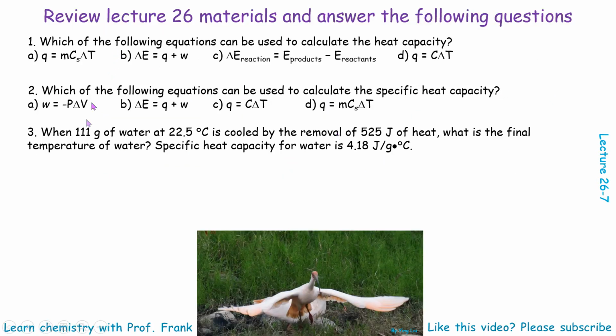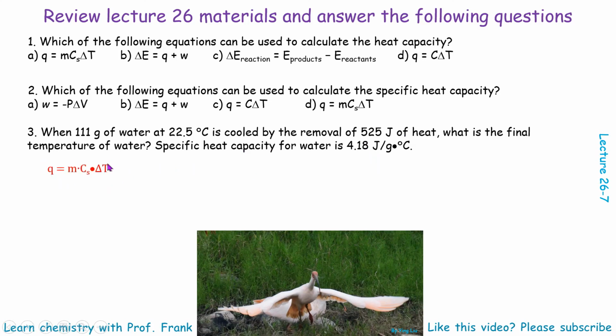Here are the first 3 quiz questions for lecture 26. Let's work on question number 3 together. When 111 grams of water at 22.5 degrees Celsius is cooled by the removal of 525 joules of heat, what is the final temperature of water? The specific heat capacity of water is given right here.